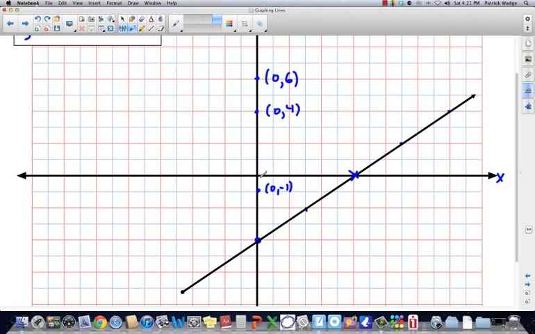The y-intercept is -4. 1, 2, 3, 4. Hey, what do you know? There it is. That's it. That's all you need. You only need 2 points. So using the y-intercepts, you could have found this point, and you could have found this point, and then just drawn a line between them, and you're finished. Okay? Great.